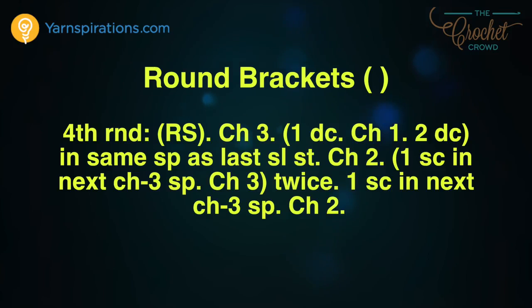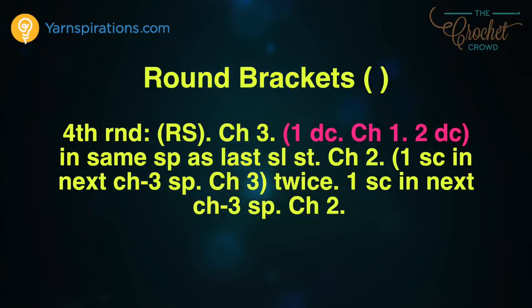Round brackets mean that a set of instructions are grouped together. In this example, 1 double crochet, chain 1, 2 double crochet are in the same space as the last slip stitch. To keep the pattern easier to read, it's showing you that they belong together as they went into the same space, so they're grouped together.